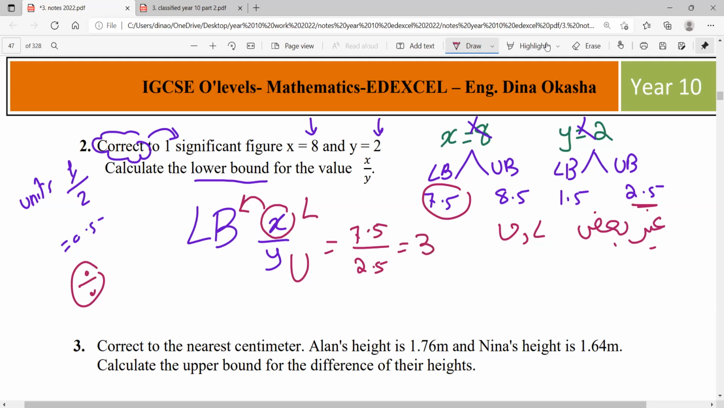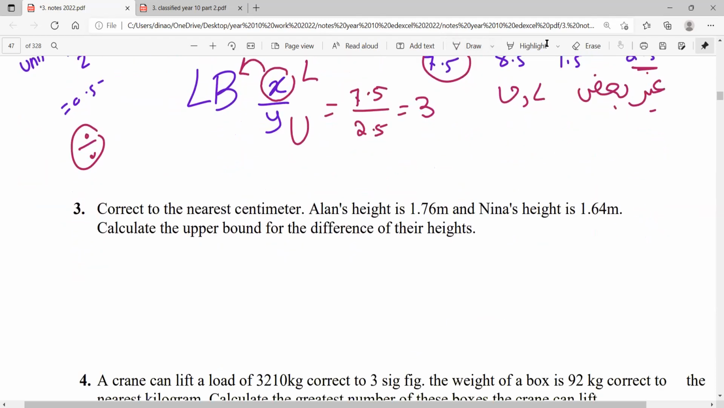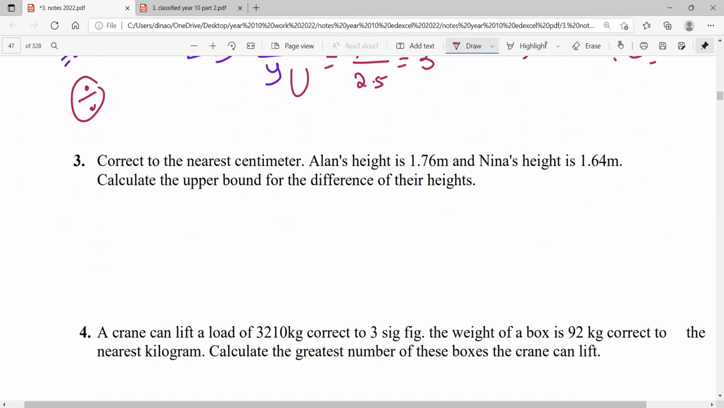Okay. Moving on to question number 3. It says correct to the nearest centimeter. Alan's height is 1.76 meters. So in this question, we have different units. Now let's do it the smart way. I will not change the heights into centimeters. We can actually change this, by the way, if you want. I'm going to do it the complicated way, in a sense: I won't convert this to centimeters, I'll convert this to meters.